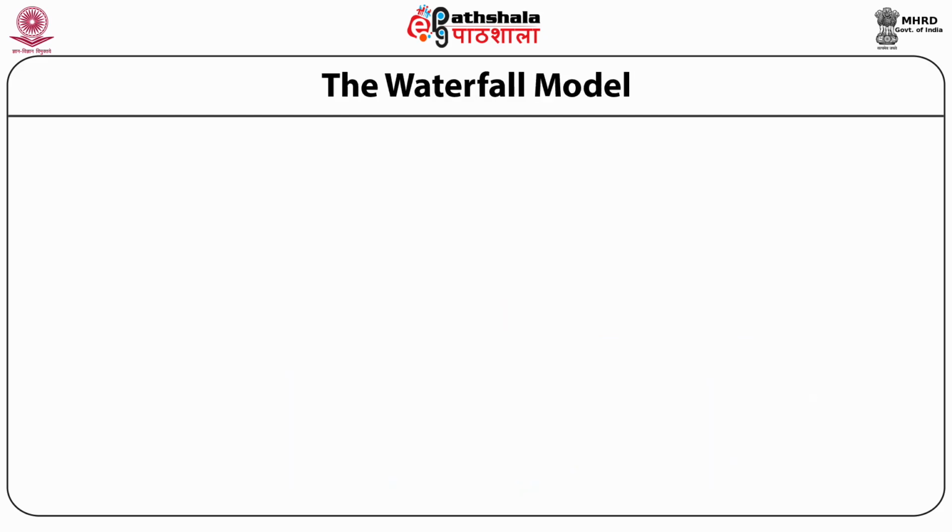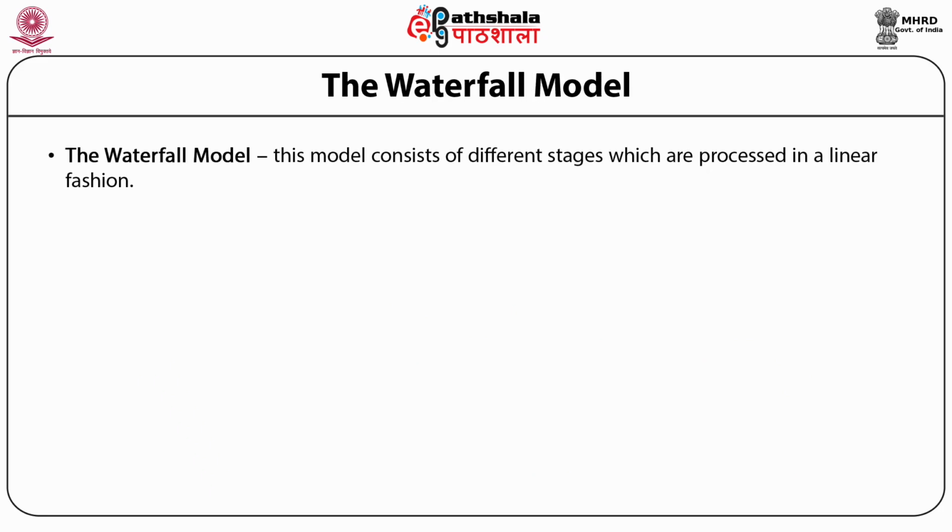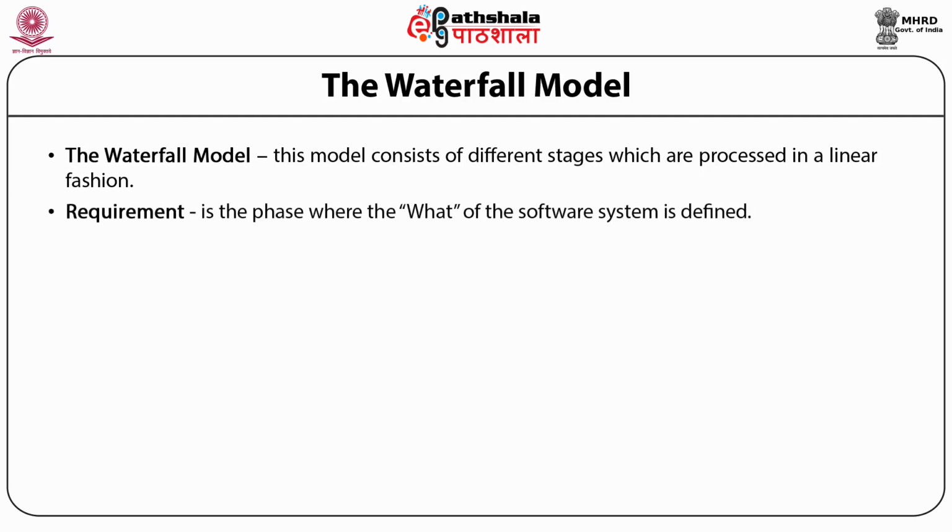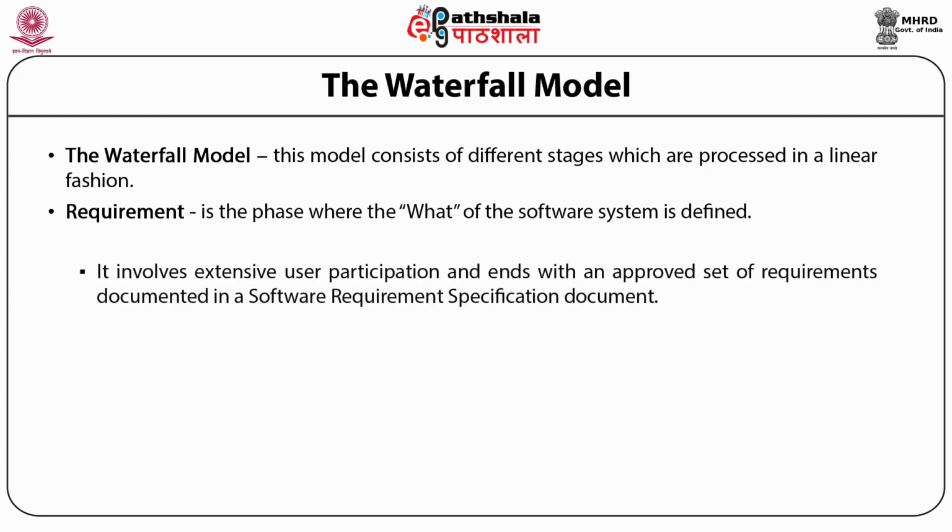First and foremost, we discuss the waterfall model. This consists of different stages that are processed in a linear fashion. The first is the requirement stage. It is the phase where the what of the software system is defined. It involves extensive user participation and ends with an approved set of requirements documented in a software requirement specification document. The next is the design phase. The how of the system is defined here.